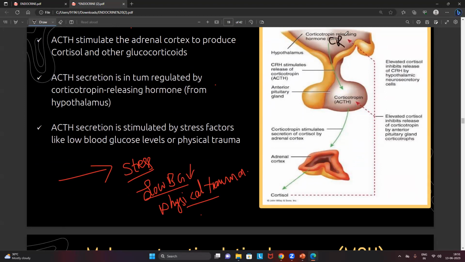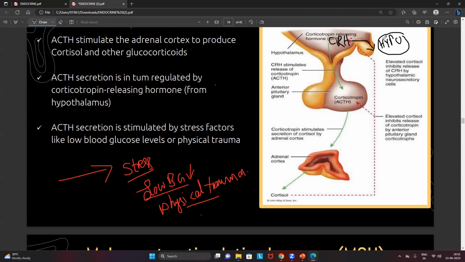Corticotropin releasing hormone is getting activated. What is getting activated? Corticotropin releasing hormone is getting activated. From where? That's also a very important question, right? From where is the CRH getting released? Undoubtedly, friends, the CRH is released from the hypothalamus. There is no doubt about it.